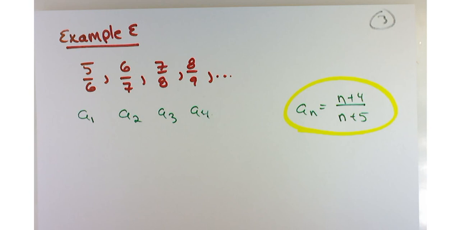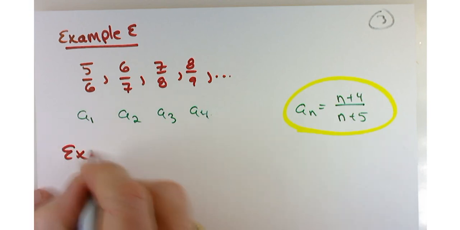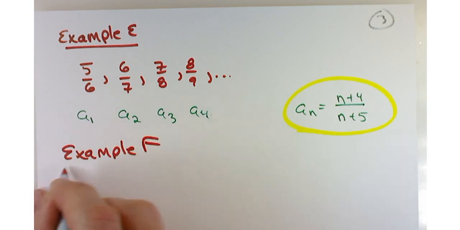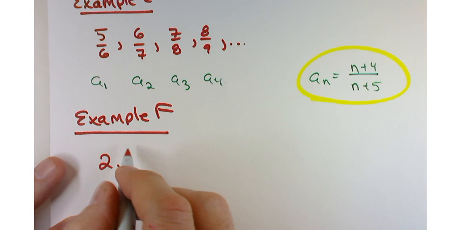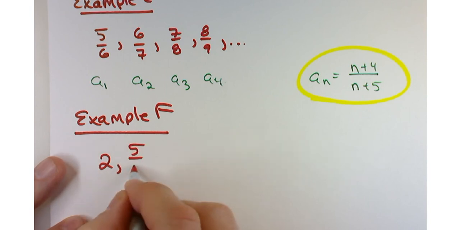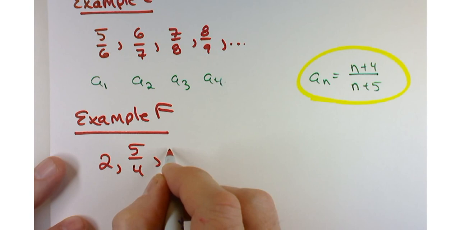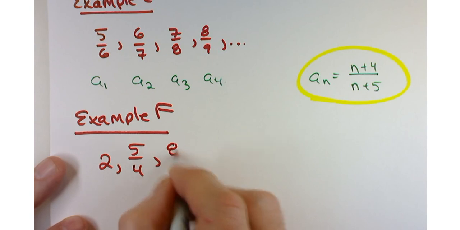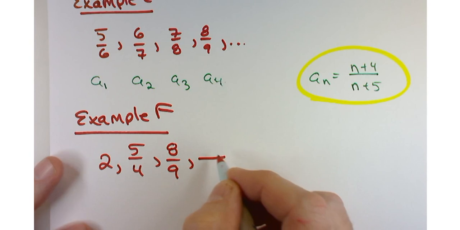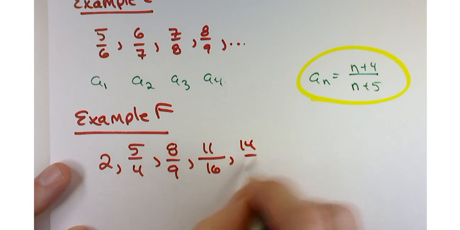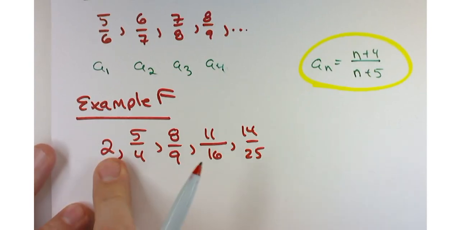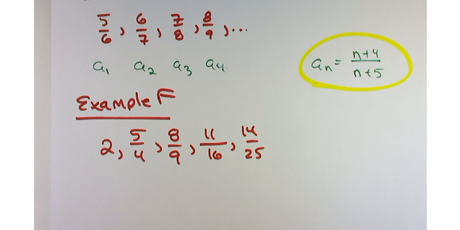Let's move on to example F. So we're gonna do something similar for example F. My sequence this time looks like 2, and then 5/4, and then 8/9, 11/16, and 14/15. Now, sometimes that first term can be a little bit misleading.